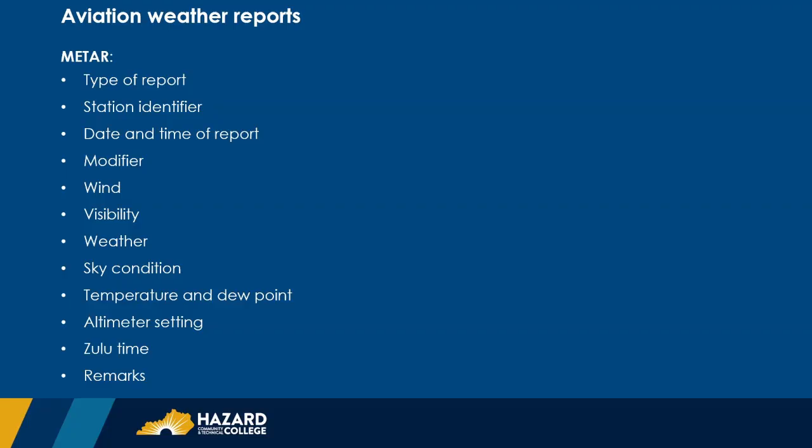Zulu time is a term used in aviation for UTC, which places the entire world on one standard time. And finally, at the end of all these long numbers, you will have your remarks. This section always begins with the letters RMK. Comments may or may not appear in this section of the METAR. The information contained in the section may include wind data, variable visibility, beginning and end times of a particular phenomenon, pressure information, and various other information deemed necessary.